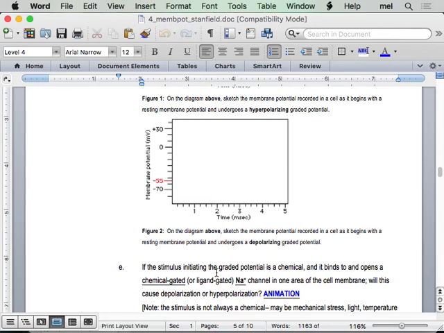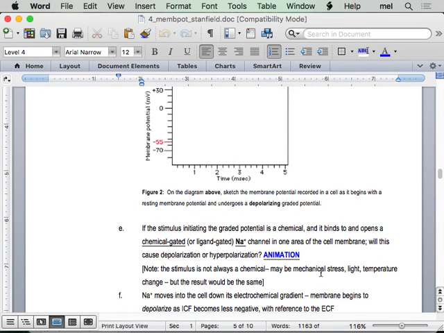So let's say the stimulus, acetylcholine, the chemical, binds and opens a chemical gated sodium channel in one area of the cell membrane, and that would cause what? Depolarization or hyperpolarization? We're just going to stick to the sodium example for a second. If you open a chemical gated sodium channel, it's going to cause depolarization.